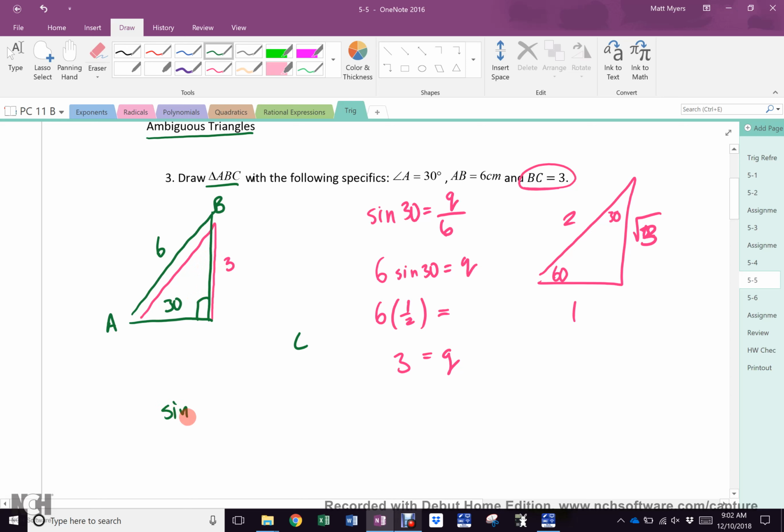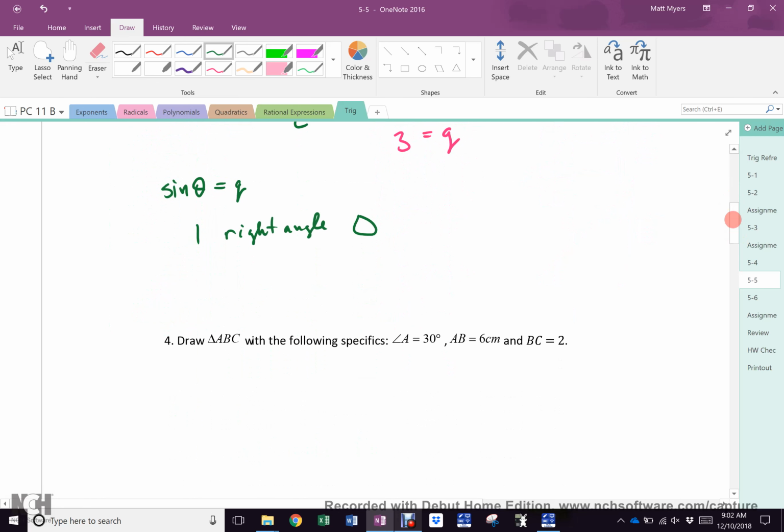It had to be this, so this is what we know. If sine of theta, the theta we have, equals Q, then we've made one right angle triangle. There's no options, because this had to be 3, and we knew it was 3. It'll make more sense in a second, but is everybody cool with how I built the green triangle and how I built the pink triangle? Yeah? All right. Let's look at the next one, and you'll start to see what I'm talking about right here.